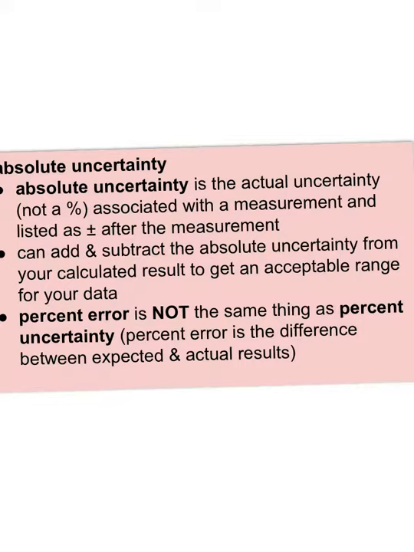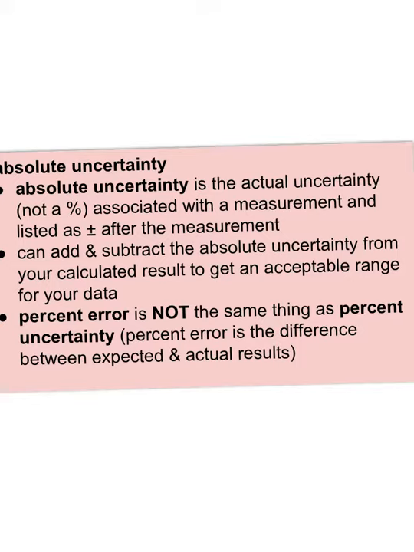Absolute uncertainty is a numeric value for your uncertainty, not a percentage. And we often convert uncertainties to percentages when we're propagating it or carrying it forward. But it's the actual uncertainty associated with the measurement, and we list it as a plus or minus after the measurement because, again, it could influence our results either high or low. So you can add or subtract the absolute uncertainty and get an acceptable range for your data.